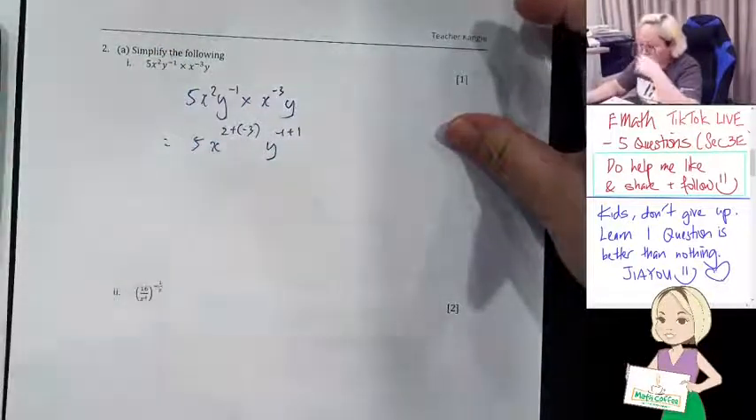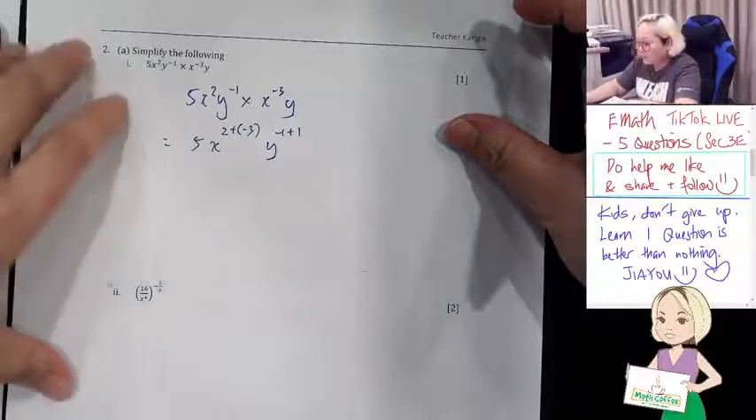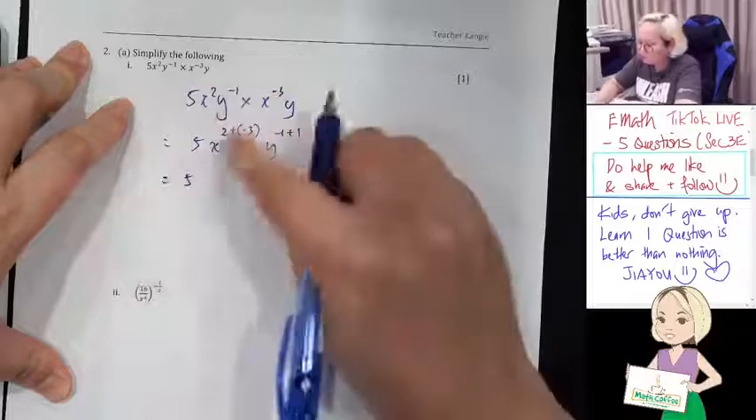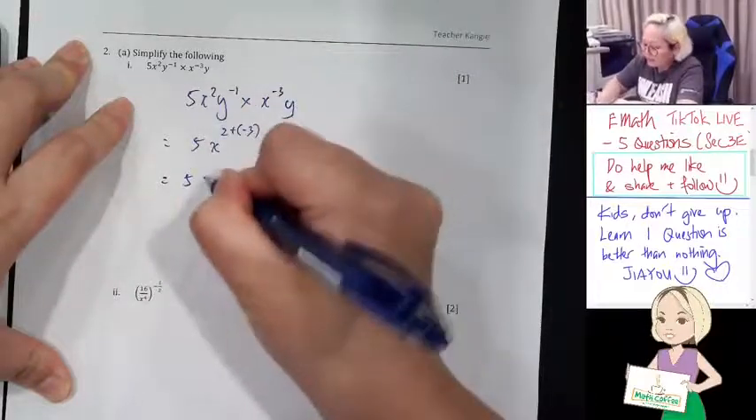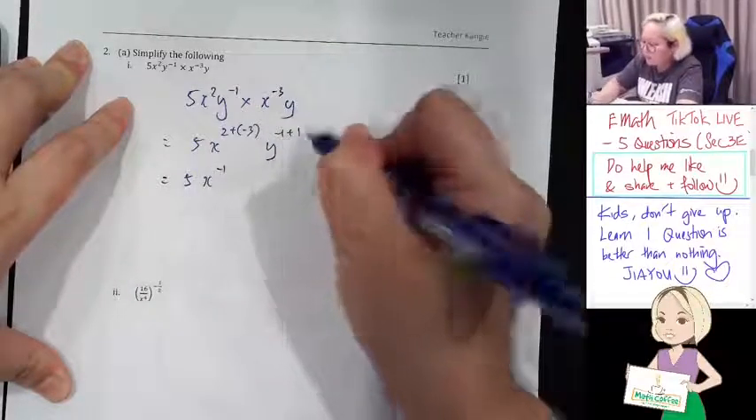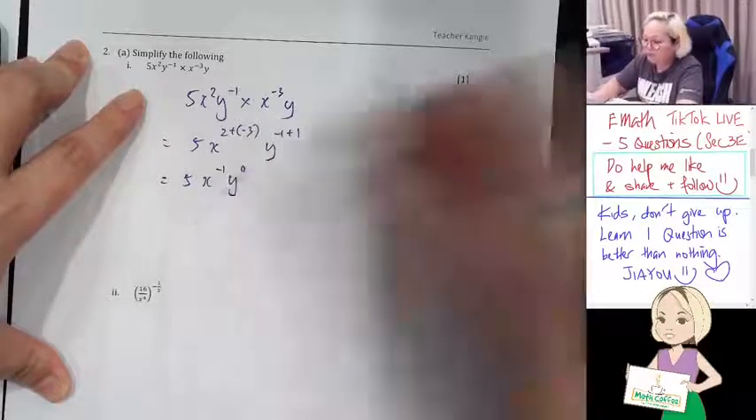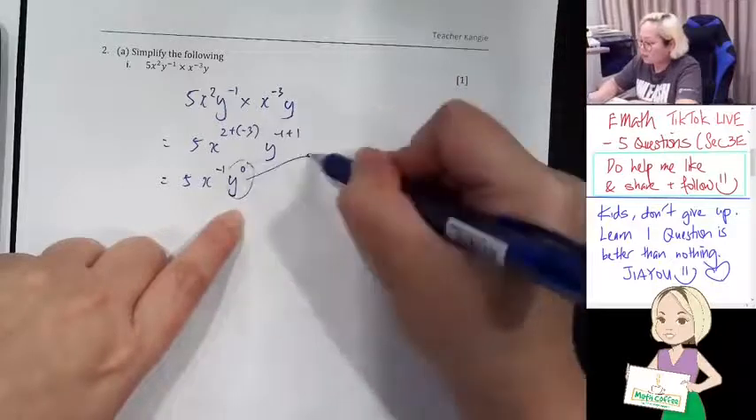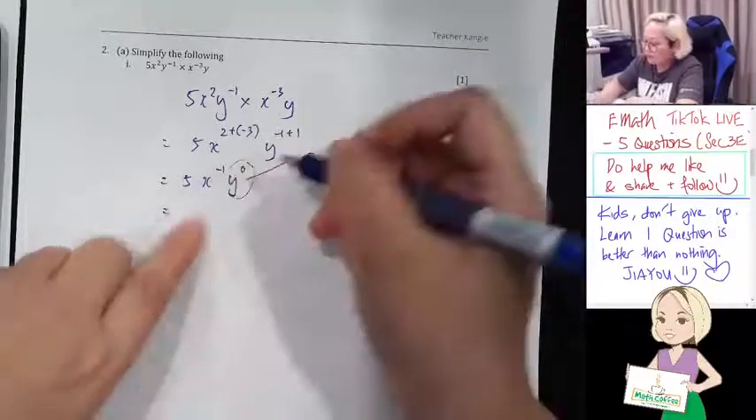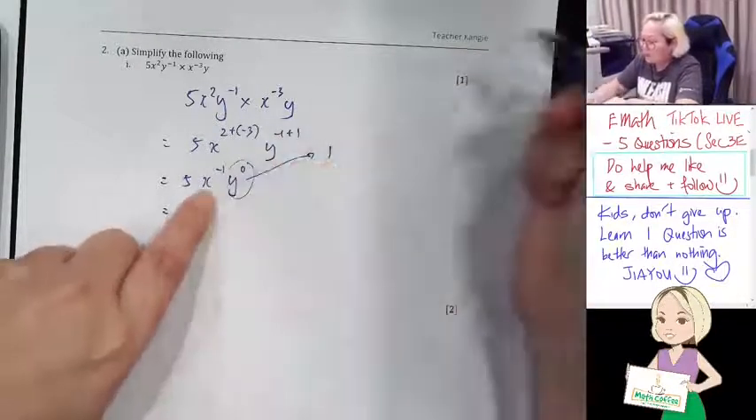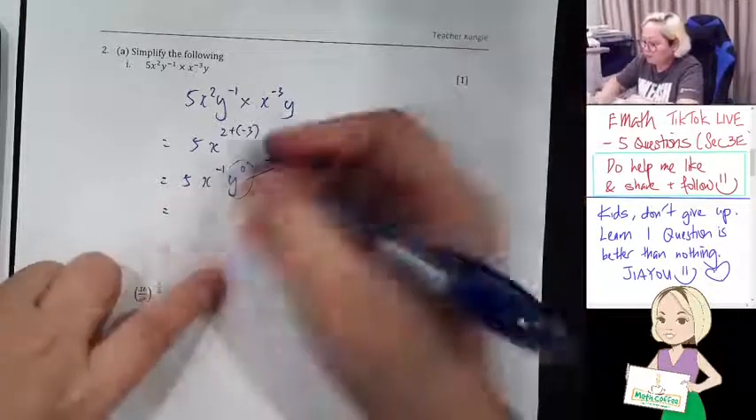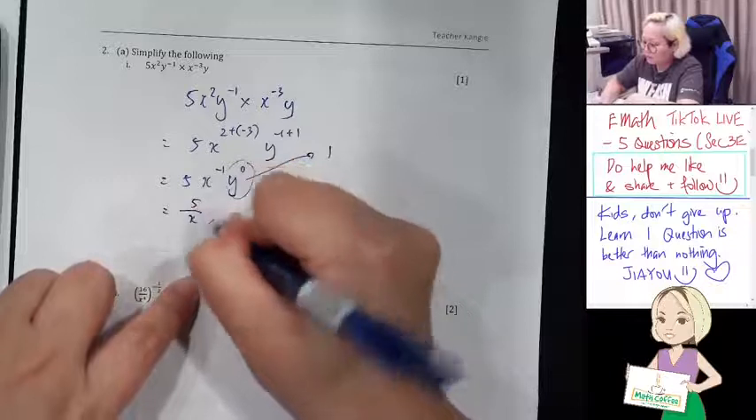Yes, indices got rules. Okay, then after that, it will be 5. So 2 minus 3, so it's of course x to the power of minus 1. Minus 1 plus 1 is 0, so it's y to the power of 0. Anything to the power of 0 give you 1. So this one is 1. So therefore you get 5. And because we cannot live in negative index, so x to the power of negative 1, bring it to the denominator. So it becomes 5 over x. Done.